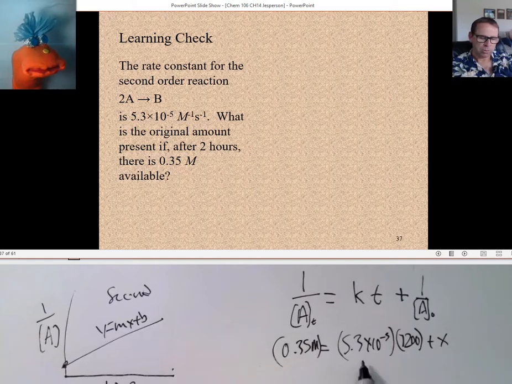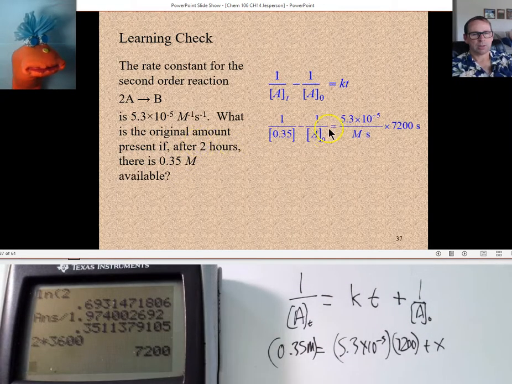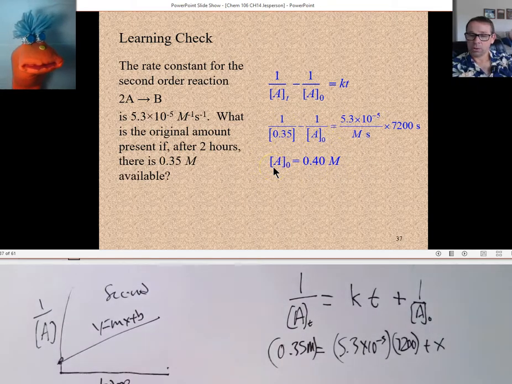Okay, and then we're going to solve for our X here, right? Yep. So 3.5, let's see, we got the math up here. 3.5 times 10 to the minus 5 times 7,200, right? And then we're going to subtract 1 over 0.35 from that and get 1 over this. And I'll bet you can do the math. If it's confusing for you, push pause and work through it until you get it. But that is how we get our concentration at initial for this second order reaction under the conditions that they provided.